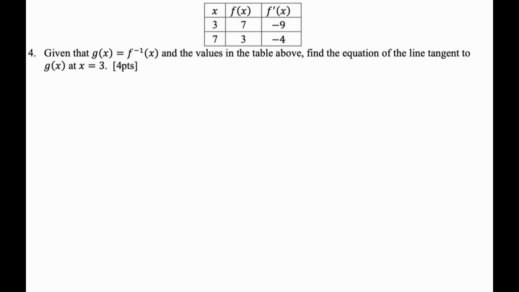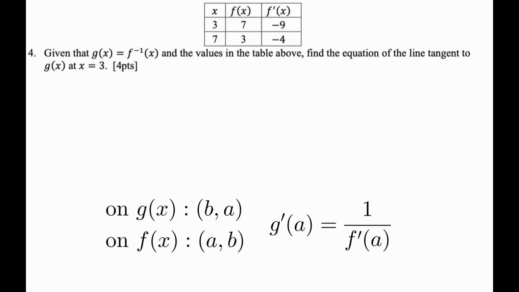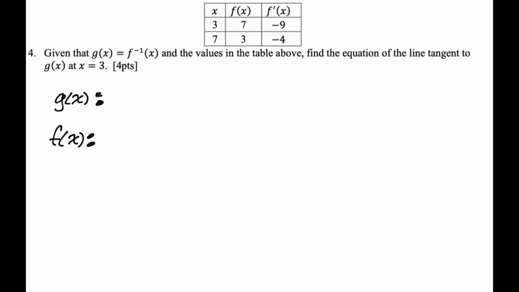It's given that g of x is f inverse, and we have these values. Find the equation of the line tangent to g at x equals 3. All right, we'll do our usual setup. For g of x, we know that x is 3, and we want to know what y is, which means for f of x, we know that y is 3, and we want to know what x is.